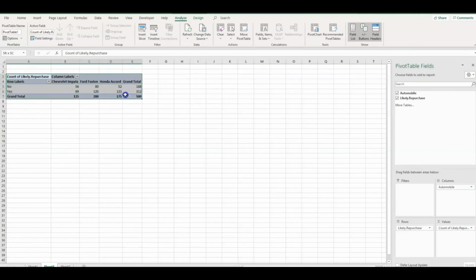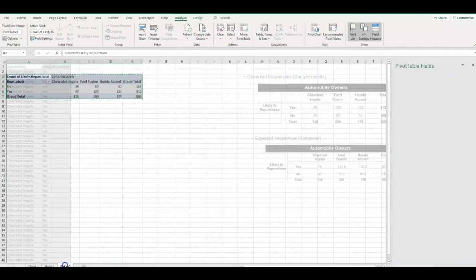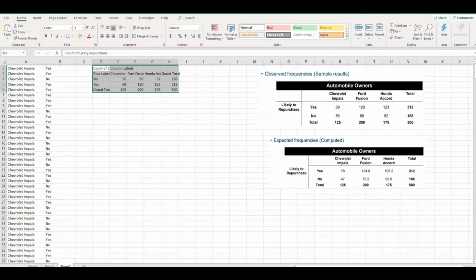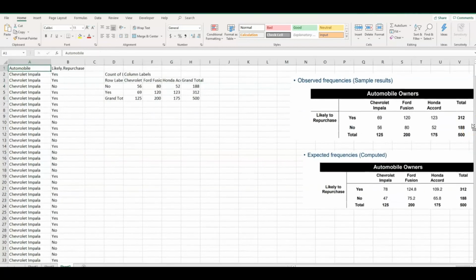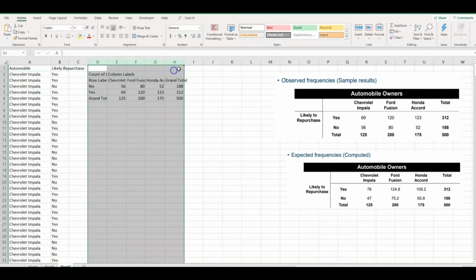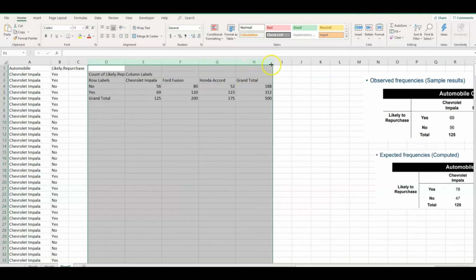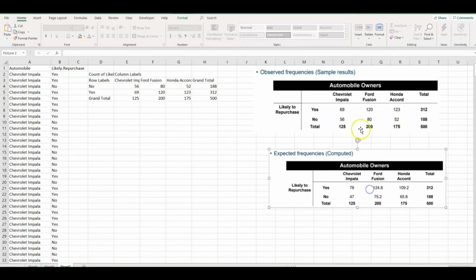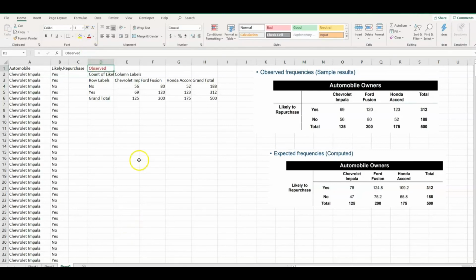total. I'm going to copy, paste, and go back to my sheet. Just choose any location. I paste as value, so this is 1, 2, 3. I make it a little bit bigger. This is almost identical to this one. So this is our observed. This is our survey result.